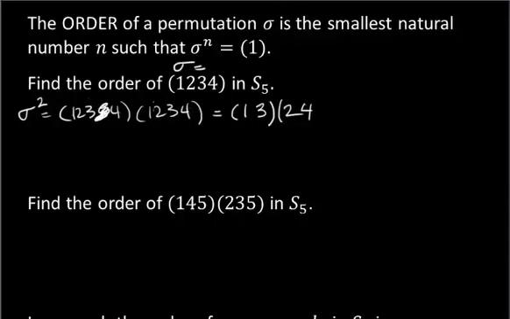4 goes to 1 and 1 goes to 2. So we close. There's no 5 in there, so nothing moves 5. So that's sigma squared. Now let me show you another way you could do that, because you're just repeating the same cycle, 1, 2, 3, 4.